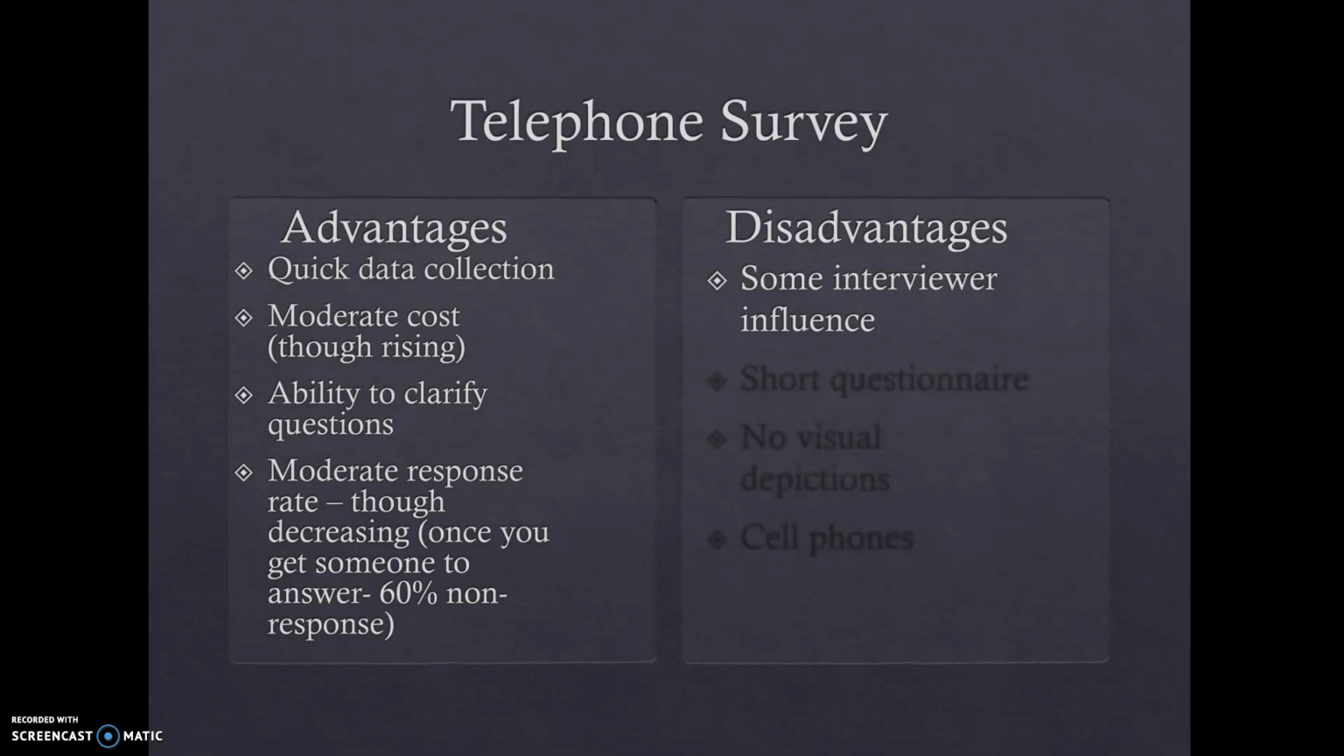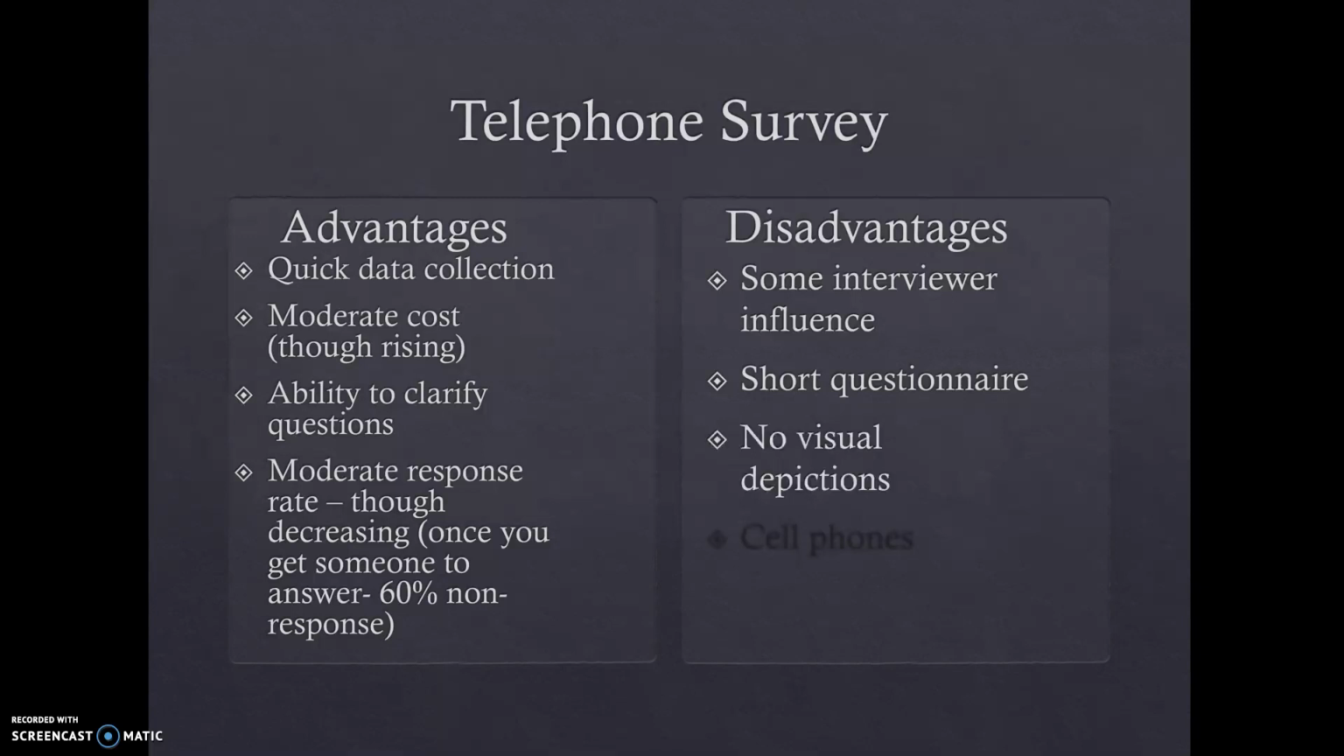And there will be some interviewer influence. Whoever is on the phone with the participant may affect the participant's mood or their likelihood to answer all the questions. And your questionnaire really cannot be long at all. It has to be short because people don't like to stay on the phone forever. They may be busy. They may be distracted in the middle of it. And you can't really use any image or even show them a video in the middle of the survey.